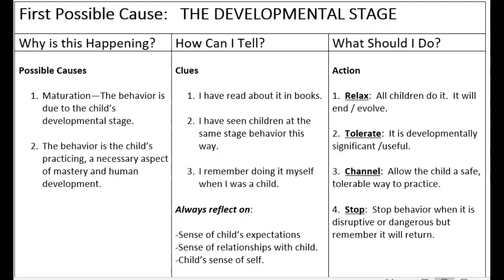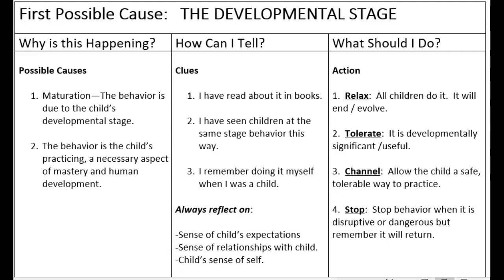Now, on every page, and there are 5 of them, it's going to say the first possible cause, or the second, and so forth. Why is this happening? How can I tell? And what should I do? So it's going to give some suggestions about ways to approach trying to figure out, again, why the behavior is happening.